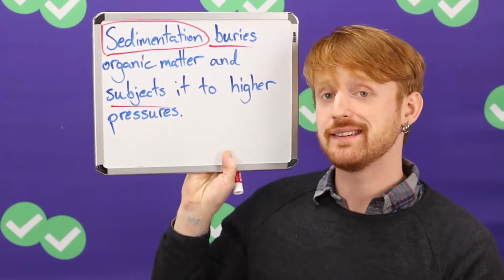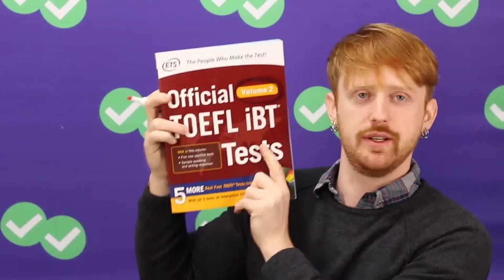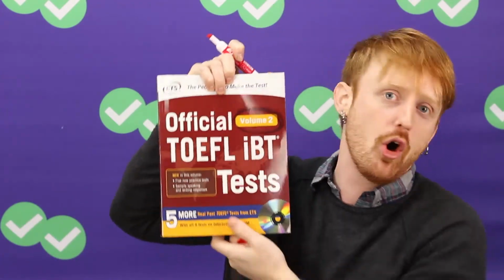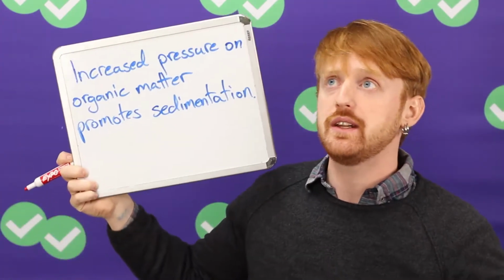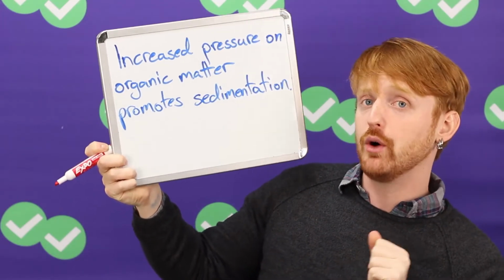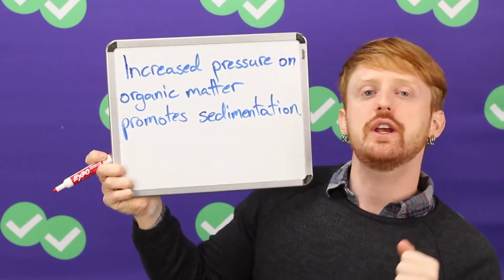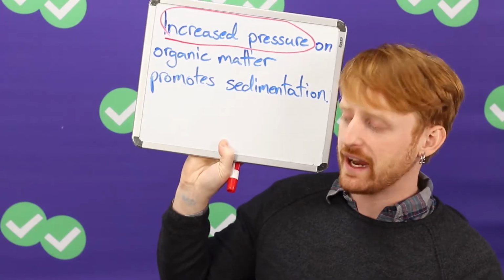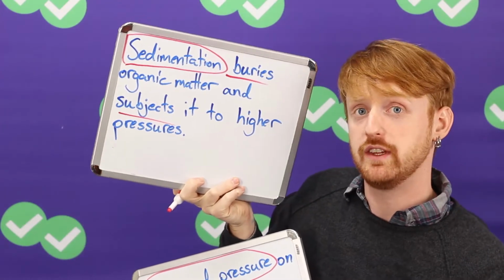Now, on that same real TOEFL, from another book, from volume 1, not volume 2, almost the same. From that book, we see an answer choice that looks like this. A little bit different, but very similar. Increased pressure on organic matter promotes sedimentation. Now let's look at the actor and the action here. We see increased pressure. This pressure is the actor in this sentence. In the original, sedimentation was the actor.